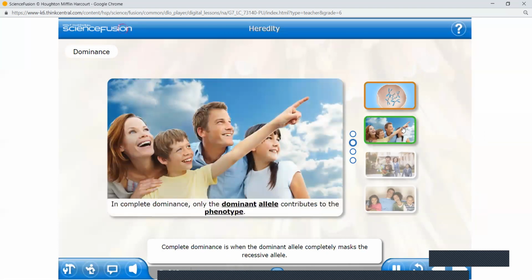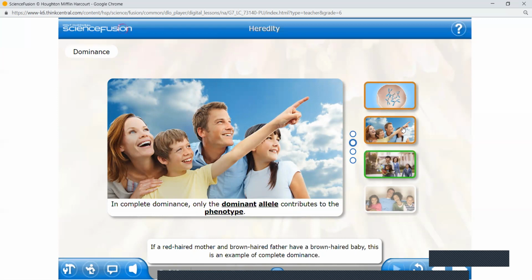Complete dominance is when the dominant allele completely masks the recessive allele. When even one dominant allele is present for a specific trait, the phenotype shows the dominant trait. For instance, we know that the allele for brown hair is dominant.